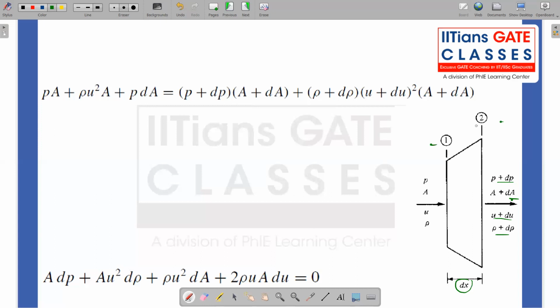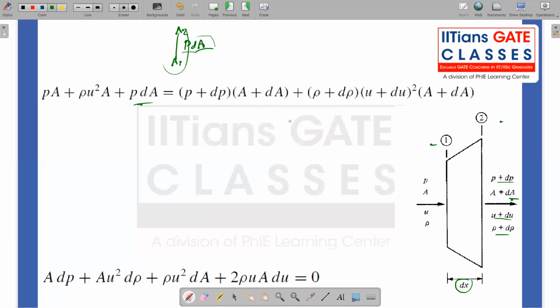That's how we are going to construct the differential equation, and we are going to apply it between points 1 and 2. We already had P1 A1 plus rho 1 u1 square A1 plus the integration of P dA from A1 to A2, right? So on the left hand side, this is PA plus rho u square A plus P dA. Considering A1 to A2 is not going to change a lot, I am just taking out this integral and writing it as P dA as it is.